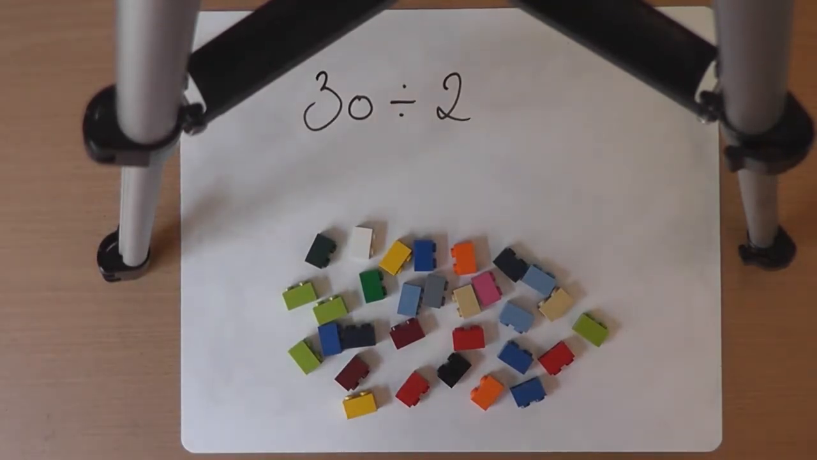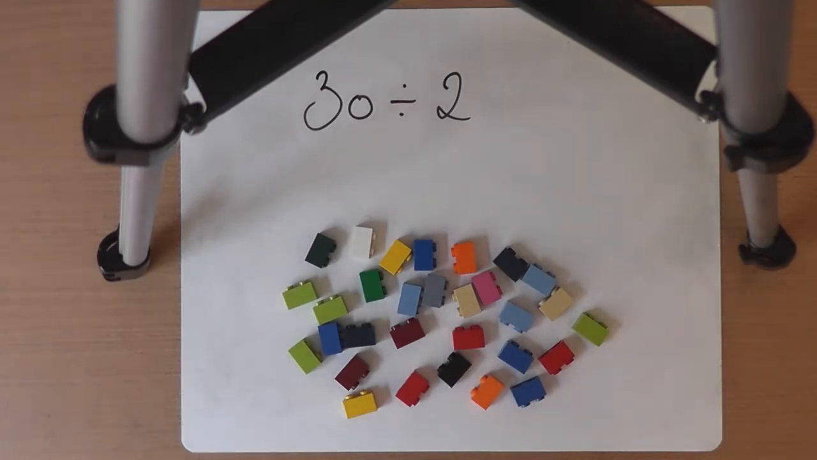I have here 30 Lego bricks, and what I'm going to do is I'm going to use them to help me work out an answer to the question 30 divided by 2. Now again, there are different ways we can read that divide. We could read that as share 30 into 2 equal piles, or we could read that as how many 2's are there in 30, and that's the one I'm going to focus on.